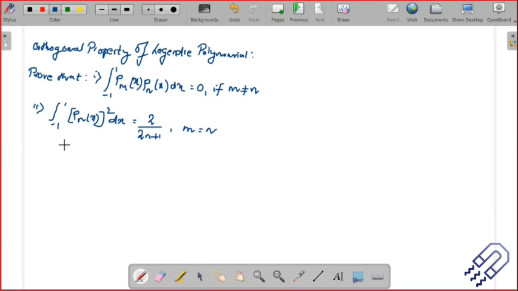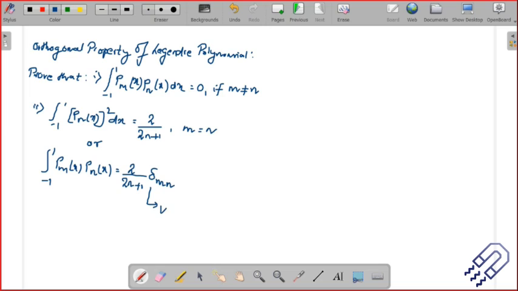A way to write down both of these results together is like this: the integration of minus 1 to plus 1 of Pm(x) Pn(x) is equal to 2 divided by 2n plus 1, and then there is something called the Kronecker delta, so I'll write it down as delta mn.